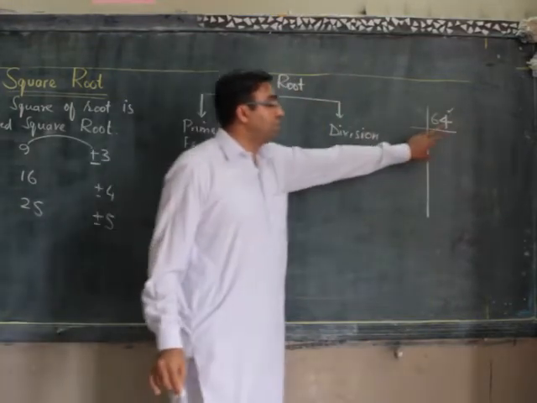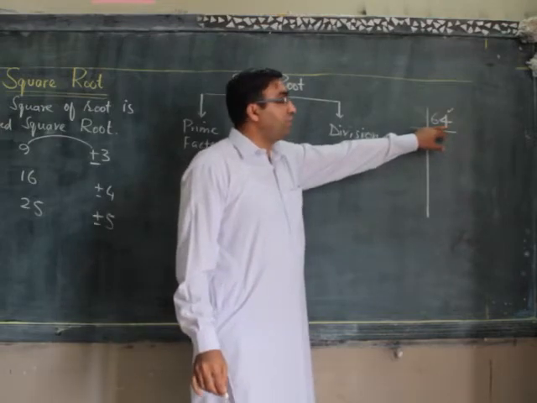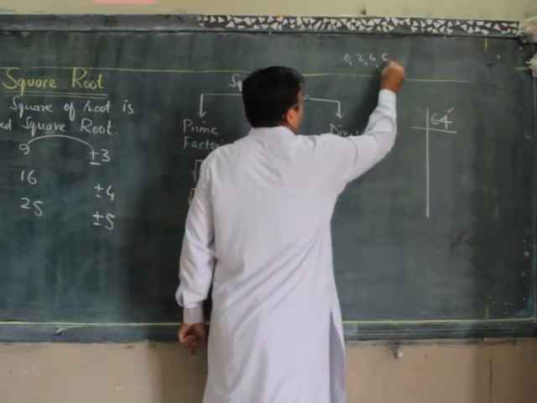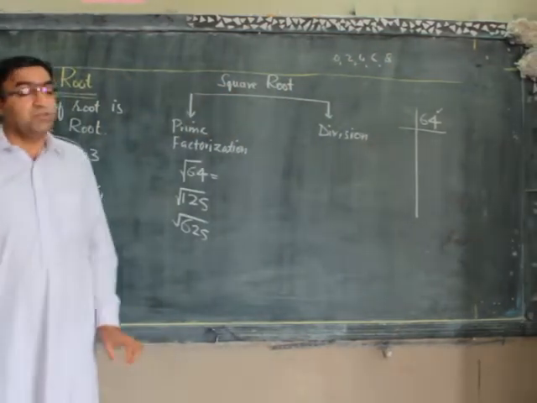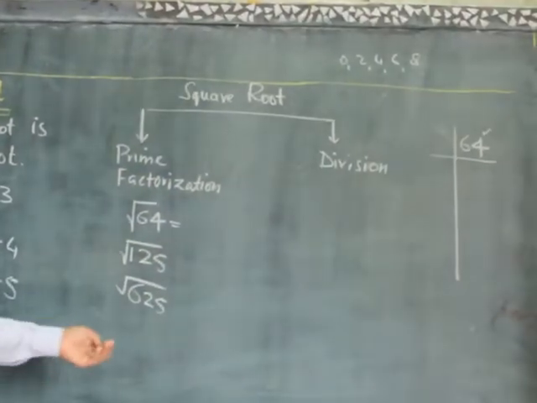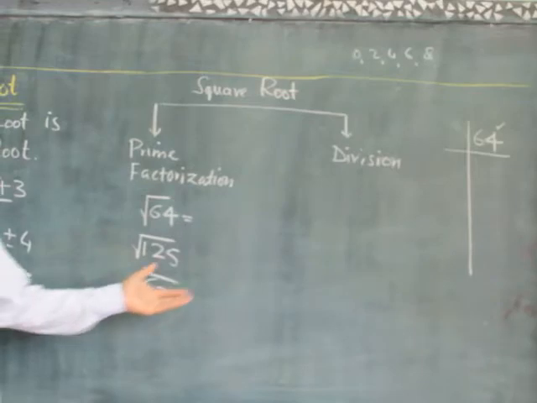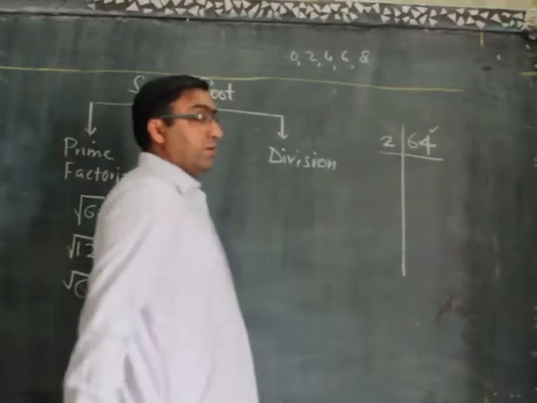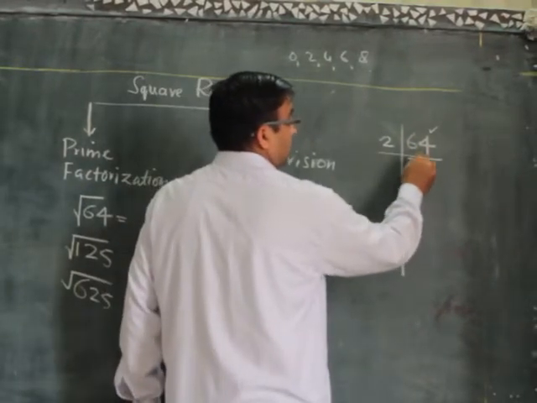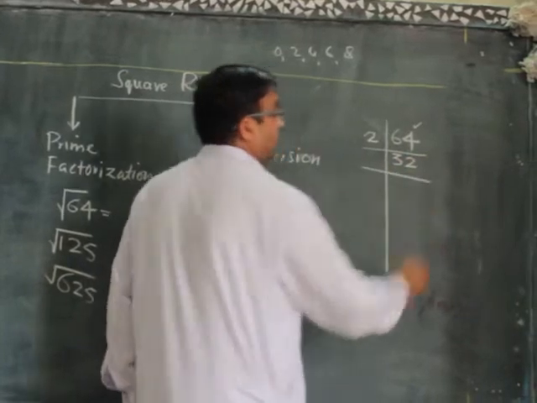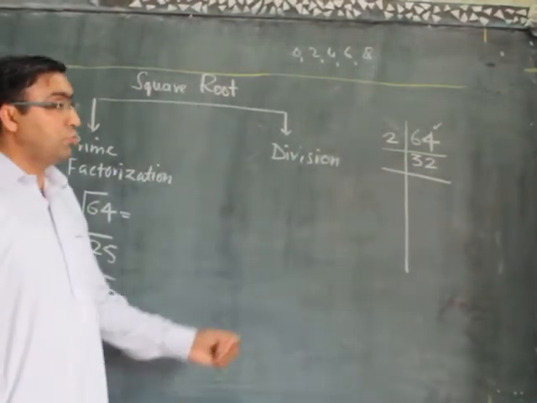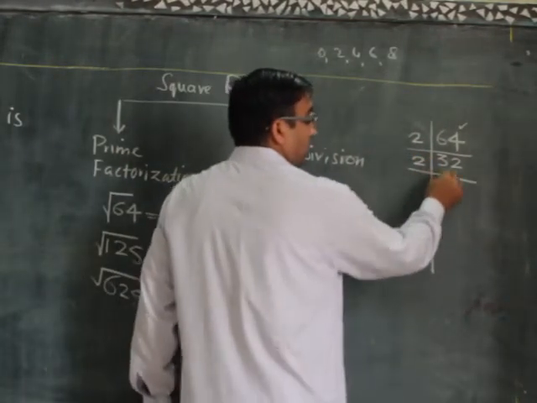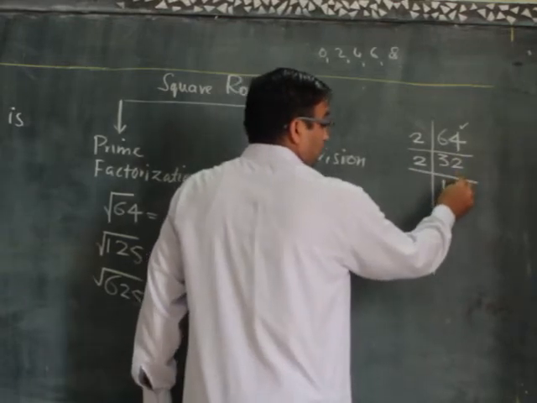So, first of all, 64 whose unit is 4. If the unit of any number is even, means 0, 2, 4, 6, 8, so it will be completely divisible by 2. As the unit of 64 is even, that is 4, so 64 will be completely divisible by 2. So first of all, we divide it by 2. 2 3s are 6 and 2 2s are 4. Again, the unit of 32 is 2, that is even, so it will also be divisible by 2. Again divide by 2. 2 1s are 2 and 2 6s are 12.